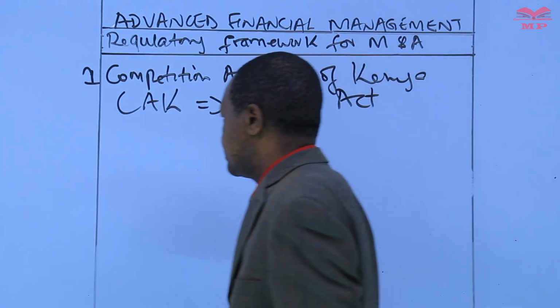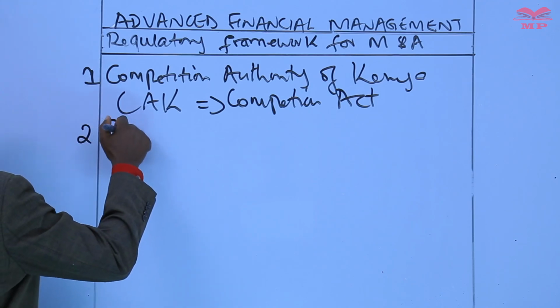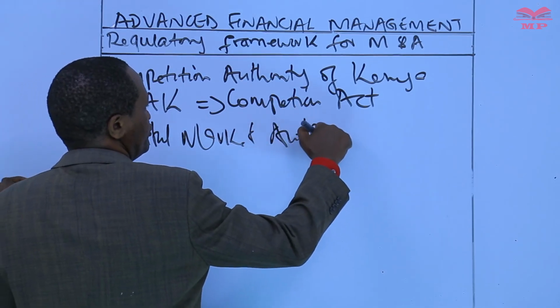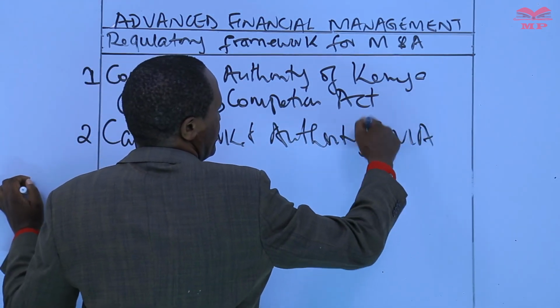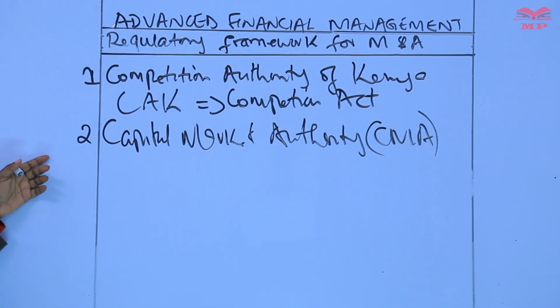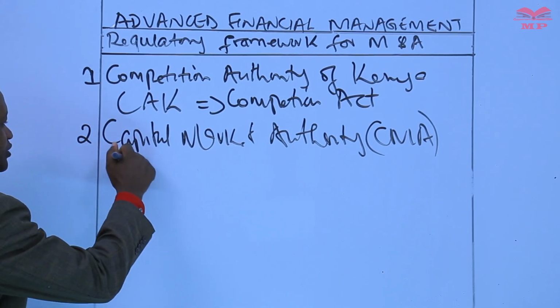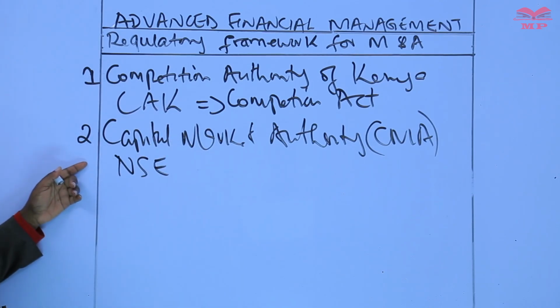The second body is the Capital Market Authority, CMA. The Capital Market Authority regulates mergers and acquisitions involving companies that are listed on the Nairobi Securities Exchange. So if companies that are listed on the Nairobi Securities Exchange choose to merge or to acquire or to take over other companies, the Capital Market Authority has to be involved.